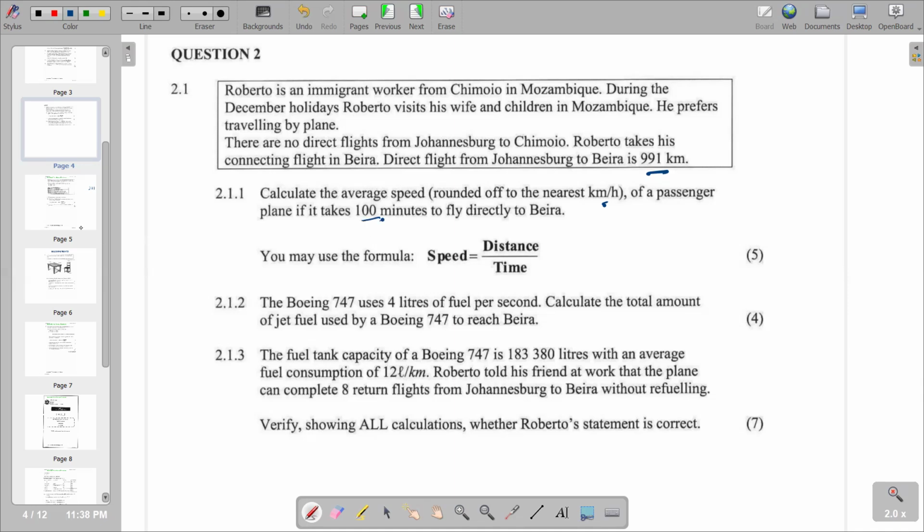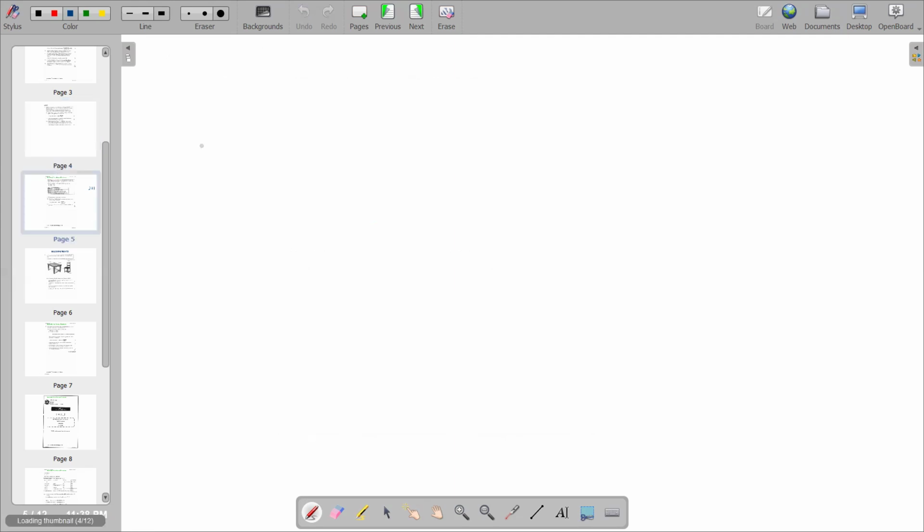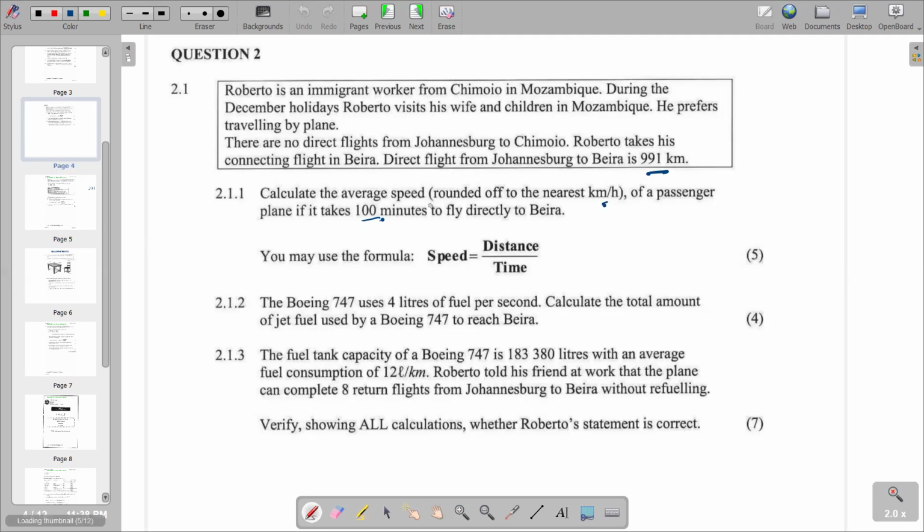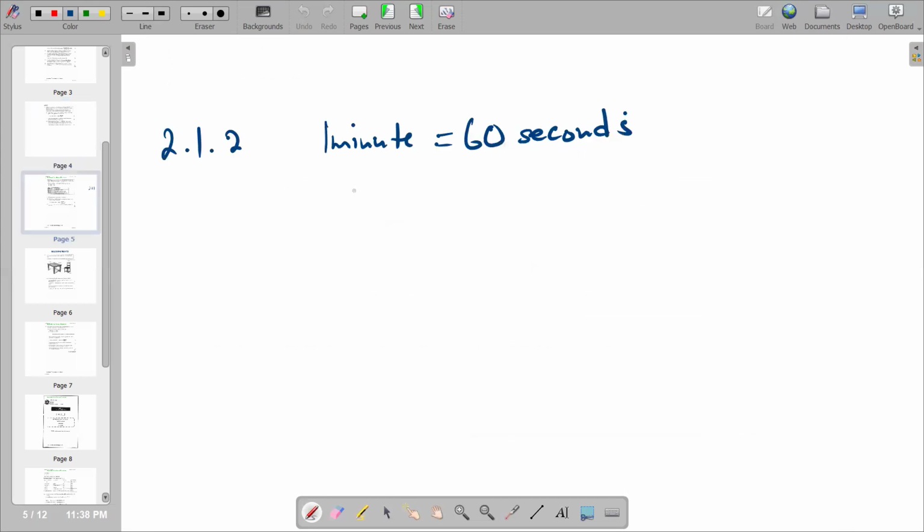If you go to our answer section, we know that 1 minute is equal to 60 seconds. So in this case, we convert our 100 minutes to seconds by multiplying 100 times 60. So you say 100 times 60, and you are going to get 6,000.